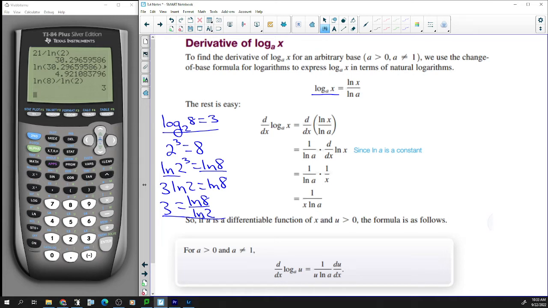But natural log of a, that's a constant. So the derivative of this is, well, 1 over natural log of a. That's just a constant. It follows along. And then the derivative of natural log of x is 1 over x. So the derivative is sitting right here. Now let's look at something a little more useful. The derivative of log base, let's say 2 of x, would be 1 over x natural log of 2. I think that makes it a little more clear as to what's going on. When you put an a in there, it looks like a variable, but it's not. It's a constant.